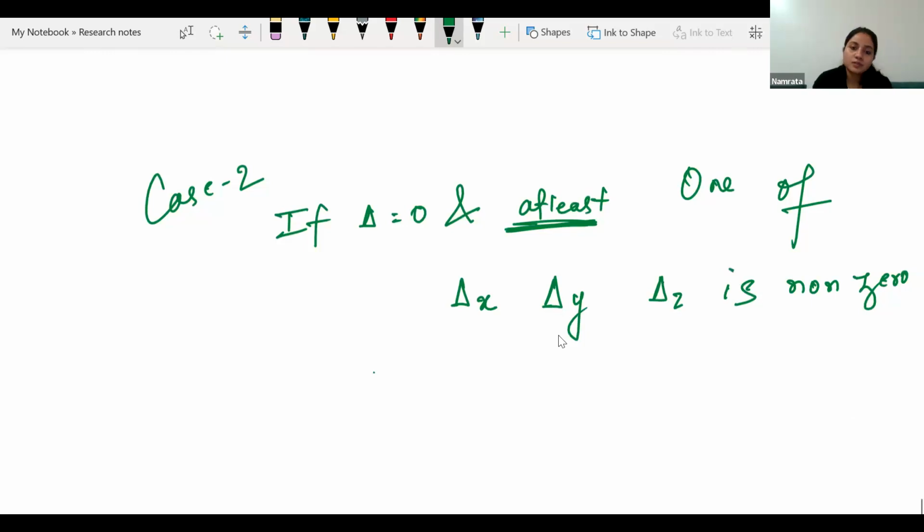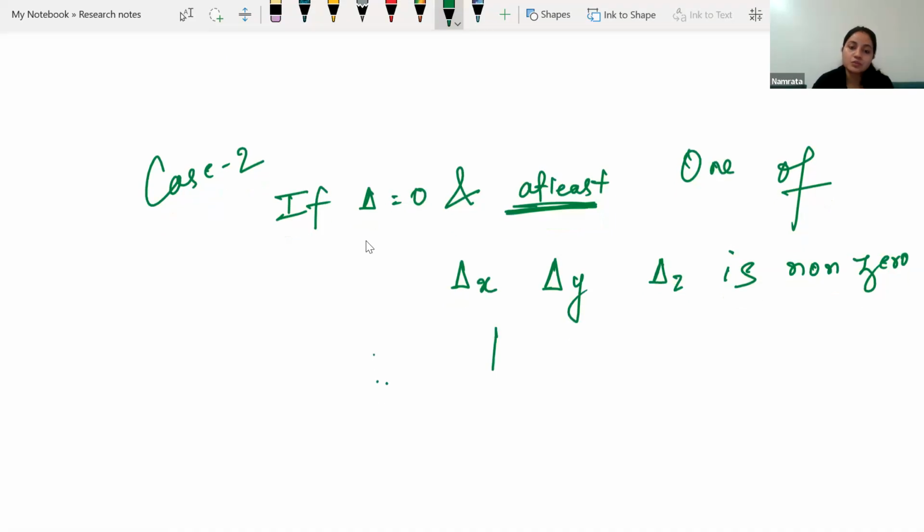So at least one of delta x, delta y, or delta z has to be non-zero. Then only we will be able to say that it has no solution. Okay, this is indicating the condition of no solution. Obviously there will be no solution because the rule is delta into x is equals to delta x.